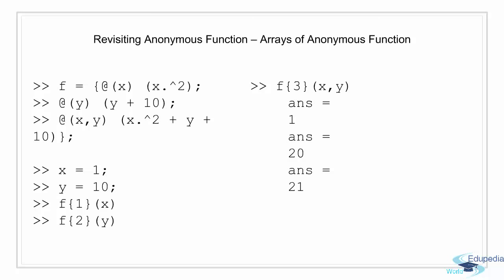Now these handles are accessed by referencing through curly braces, as f of curly braces 1 returns the first handle and f of curly braces 2 returns the second handle. Now to pass the input arguments, we use parentheses after the curly braces. So in case we have to call the first function handle, we will use f curly braces 1, and inside parentheses we will pass the input argument x. Similarly for 2 we will use f curly braces 2 and pass the input argument y. Similarly for 3 we will use f curly braces 3 and pass the two input arguments, x and y. The answer is returned as a single value.